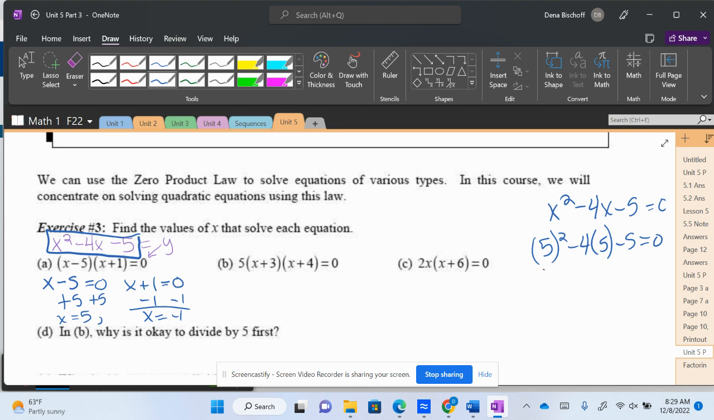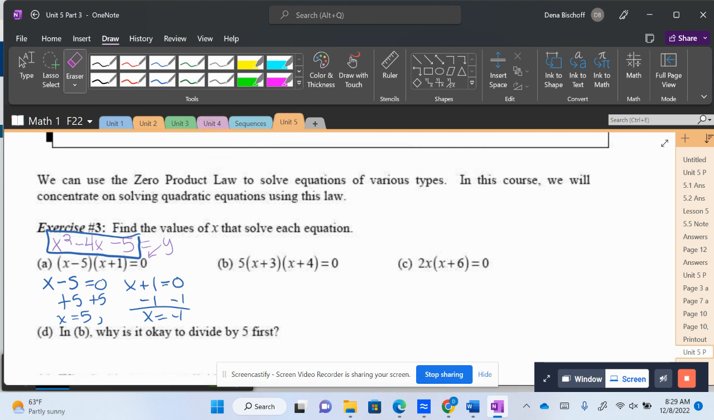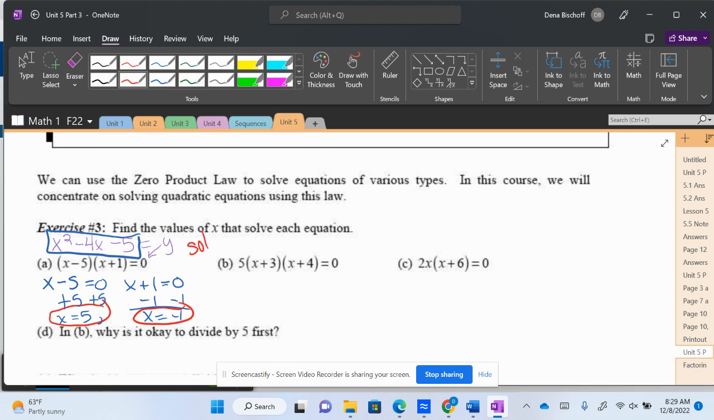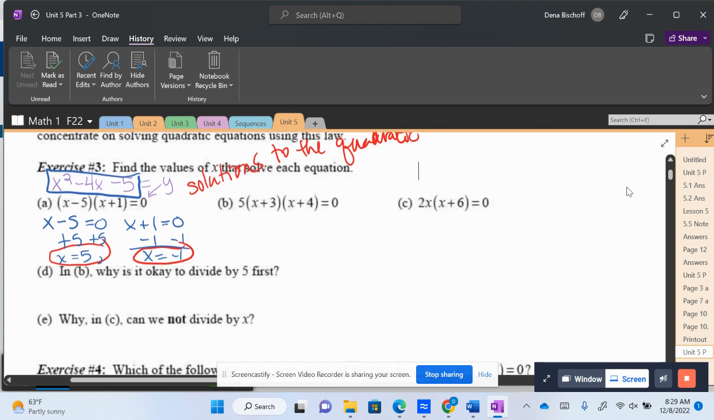Let's see if it works for the negative 1. Negative 1 squared minus 4 times negative 1 minus 5. Well, this is 1 plus 4 minus 5. It works. So these two x equals are called solutions. These are the solutions to the quadratic. And we're going to keep doing this for the next 2 days, 3 days probably. Okay. So let's look at our next example.